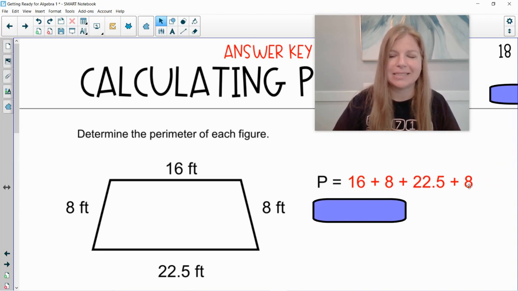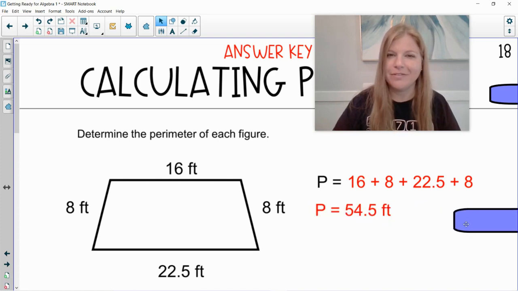Well, 8 plus 8 is 16. 16 plus 16 is 32. 32 plus 22.5. What do you think? 32 plus 22.5? 54.5. Good job. That's it.